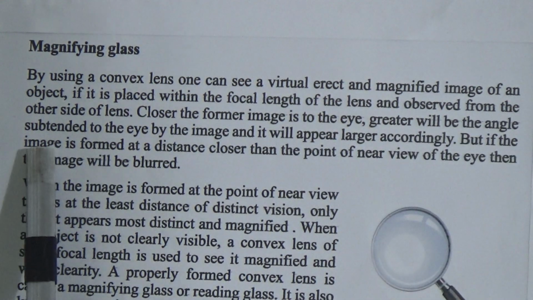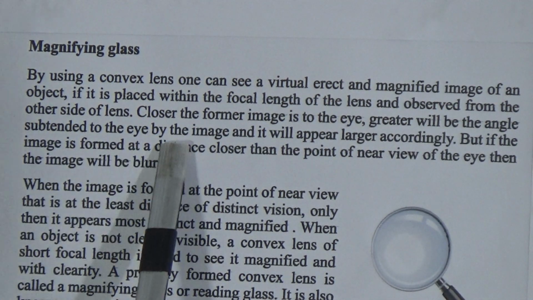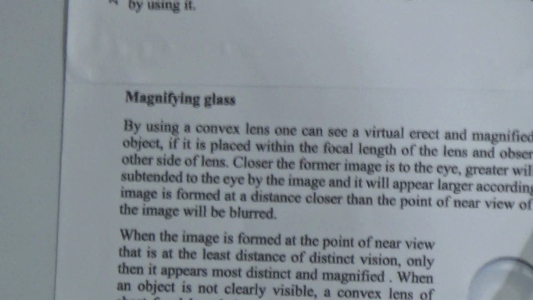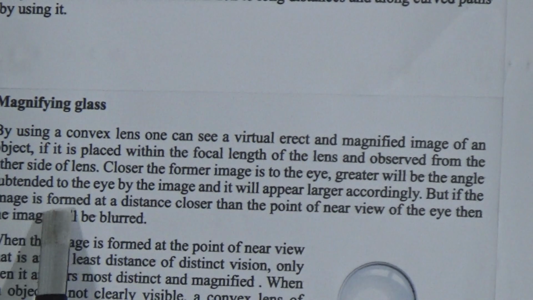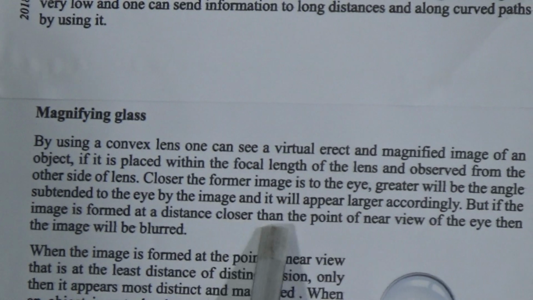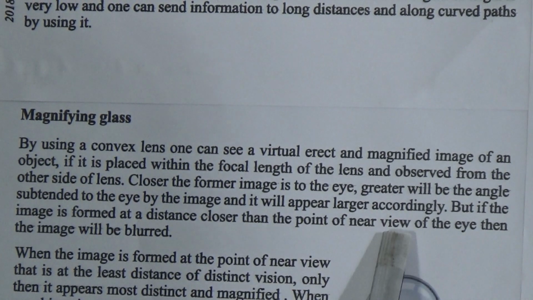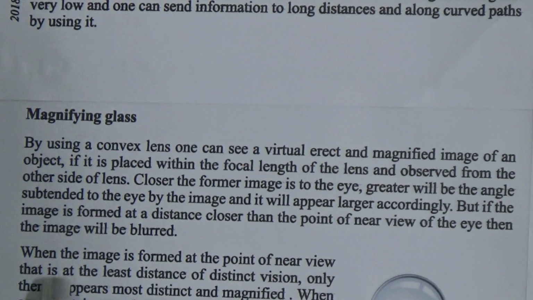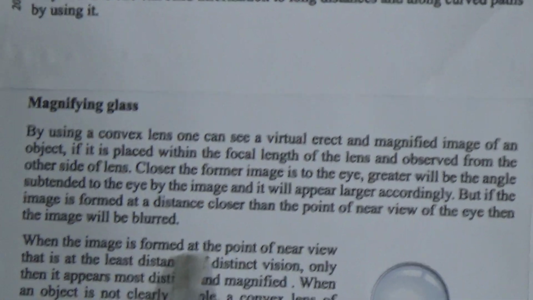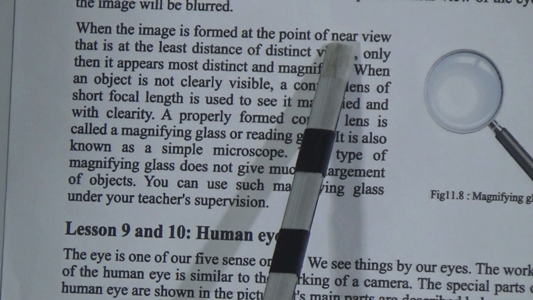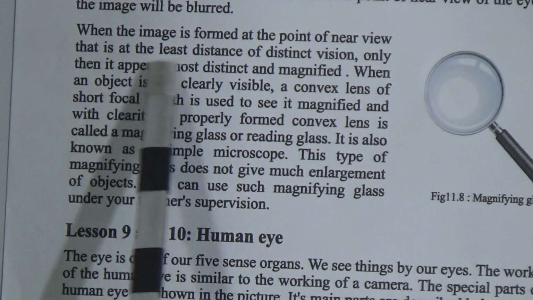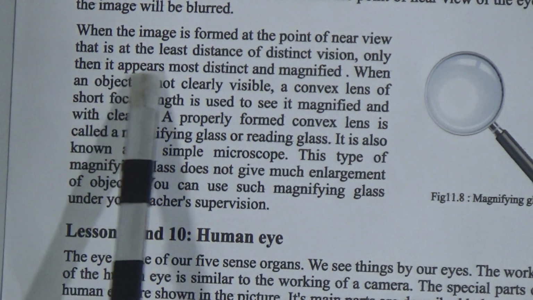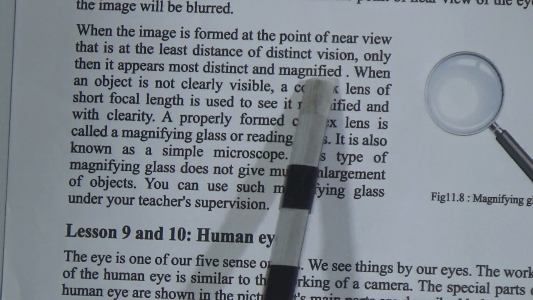the greater will be the angle subtended to the eye by the image, and it will appear larger accordingly. But if the image is formed at a distance closer than the near point of the eye, then the image will be blurred. Now come to the next para. When the image is formed at the near point, that is the least distance of distinct vision, only then it appears most distinct and magnified.